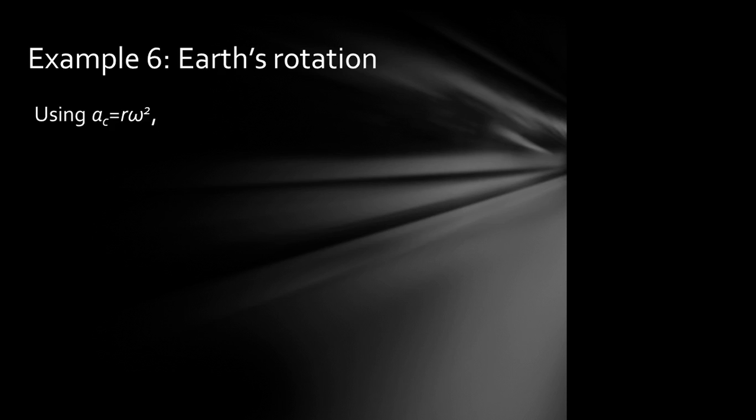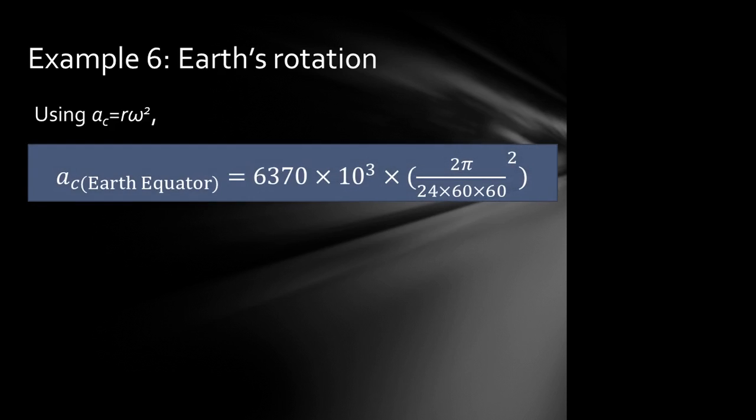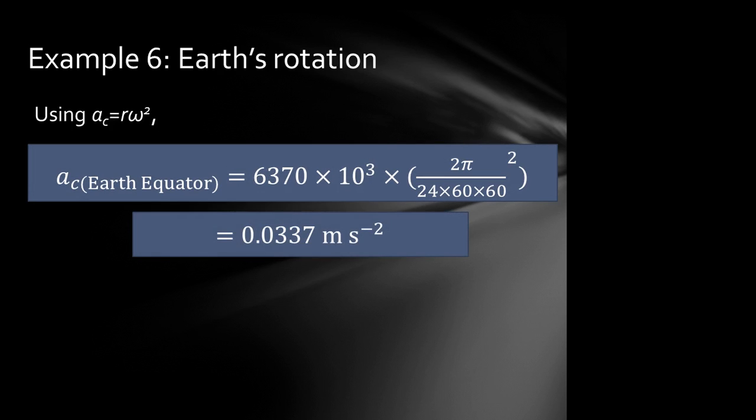So if you recognize that straight away, you can use a equals r omega squared and substitute omega as 2 pi over the period. You should be able to get your answer of 0.0337 meters per second squared. We are expecting something else. We're expecting another number. So this is the centripetal acceleration associated with us moving in a period around the Earth.